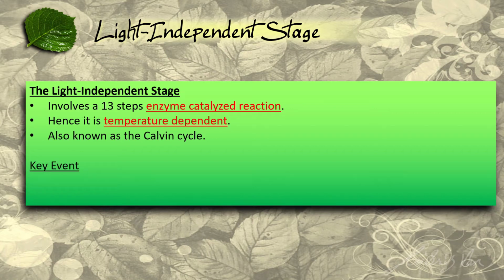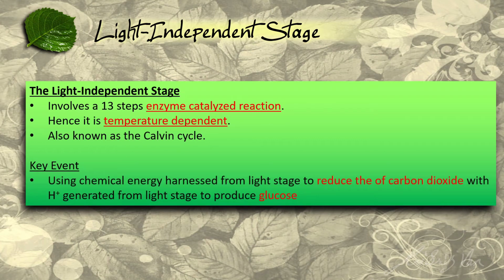And the key event that takes place down here is the chemical energy harnessed from the light stage. Remember, light is being converted into chemical energy by chlorophyll. This energy is used to reduce carbon dioxide with hydrogen to produce glucose. So this word reduce might be new to you, but it should be a very common term that you might see in chemistry. Reduction reaction as well as oxidation.